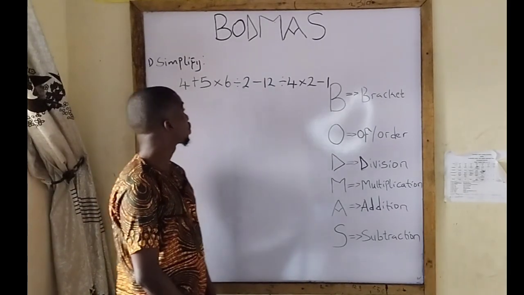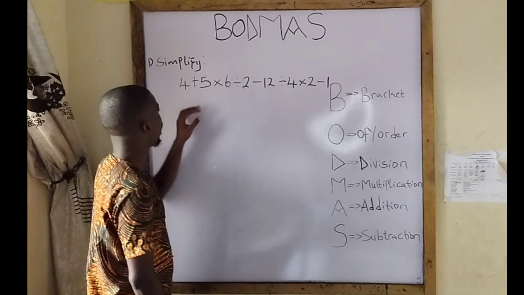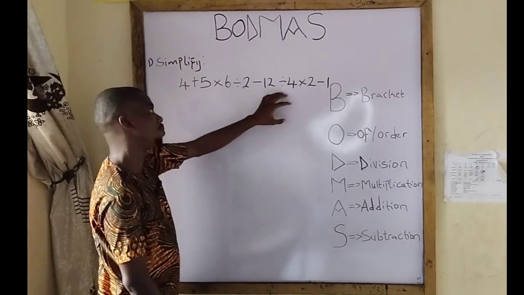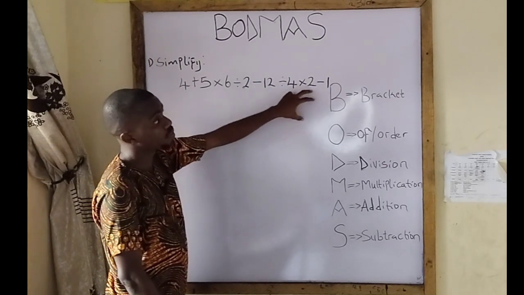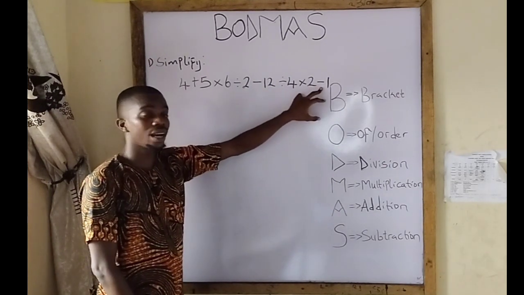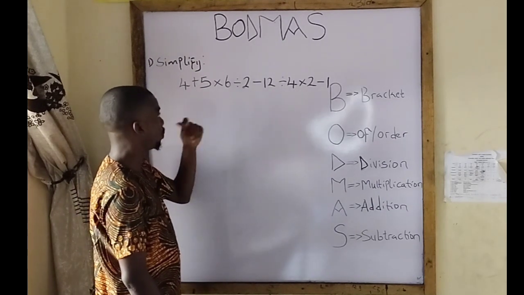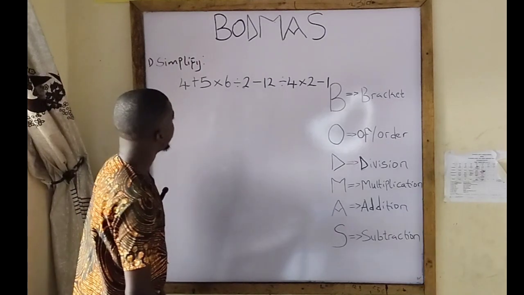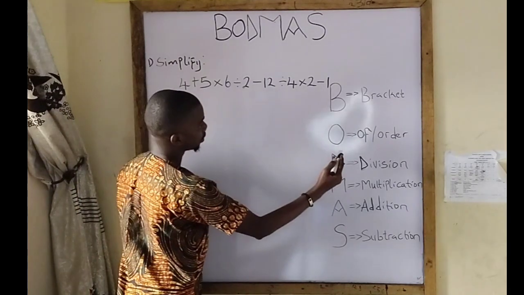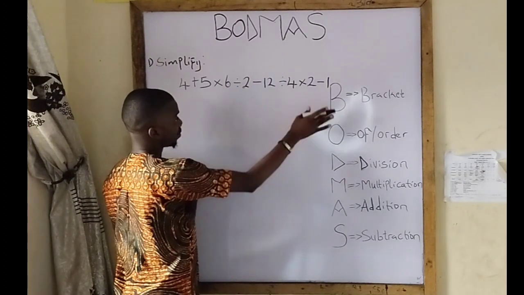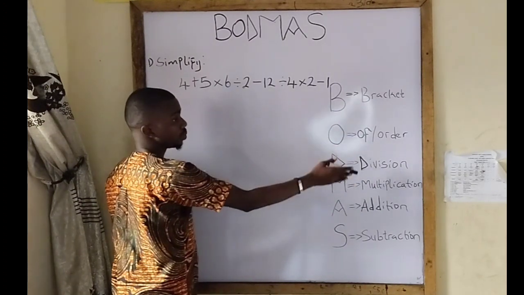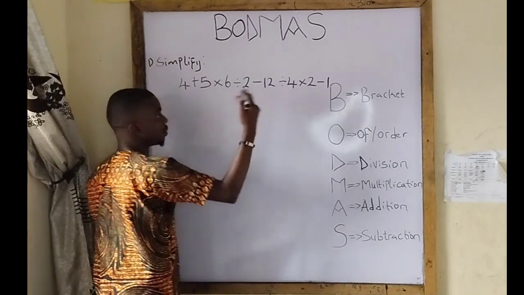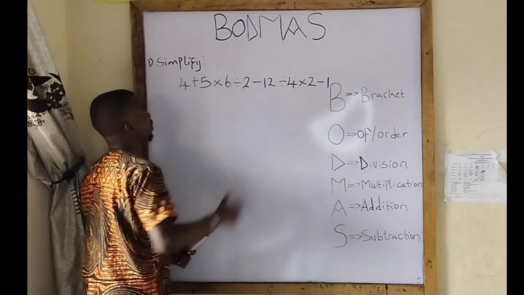Now we have the next question here on the board, which says simplify 4 plus 5 times 6 divided by 2 minus 12 divided by 4 times 2 minus 1. We have 4 types of arithmetic operation in this single mathematical expression. As we solve, we are going to give preference to which one stands first in the order of arithmetic operation.